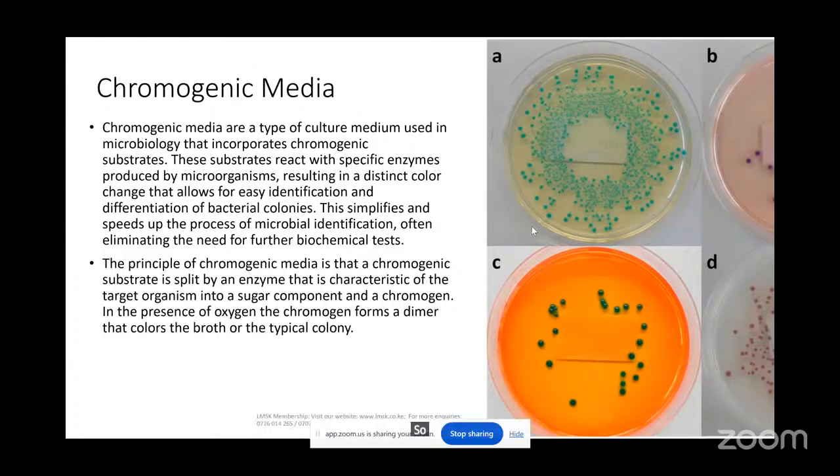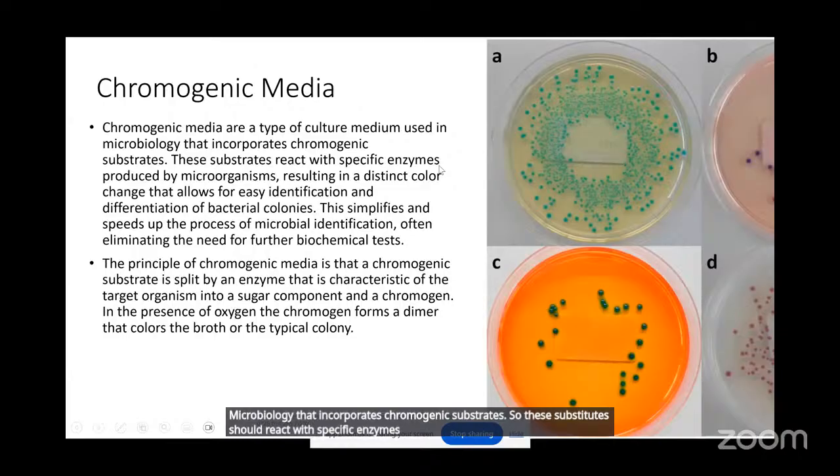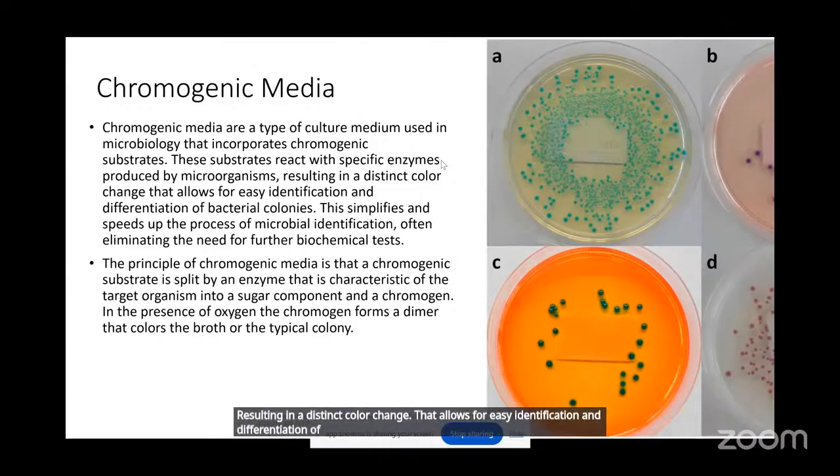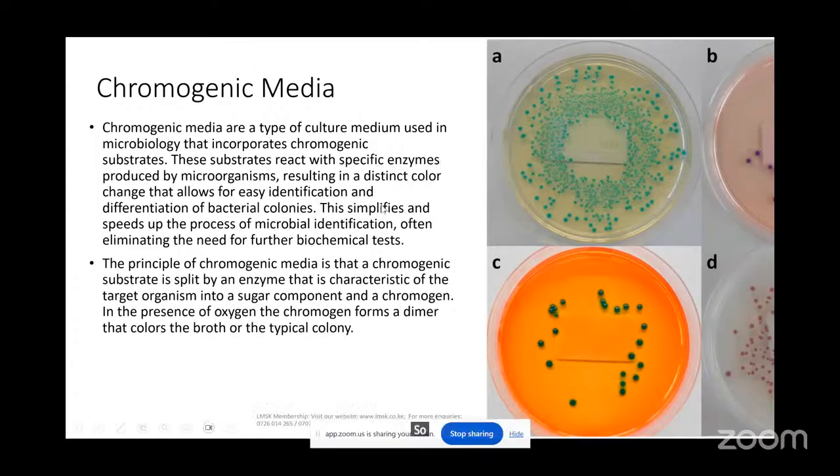So these are a type of culture media used in microbiology that incorporates chromogenic substrates. These substrates react with specific enzymes produced by microorganisms, resulting in a distinct color change that allows for easy identification and differentiation of bacterial colonies. So this simplifies and speeds up the process of microbial identification, often eliminating the need for further biochemical tests.